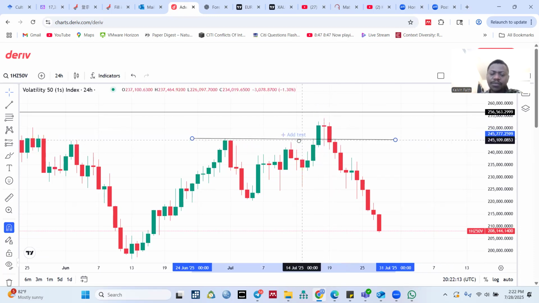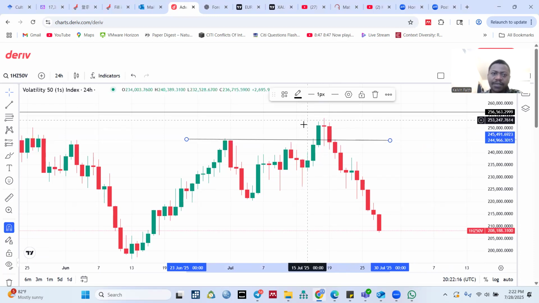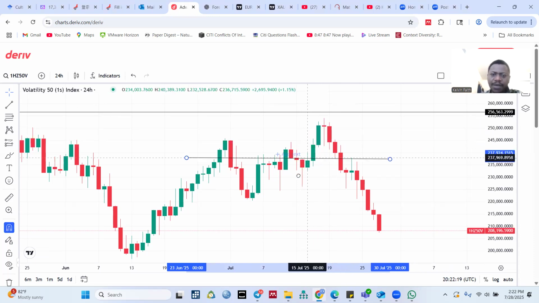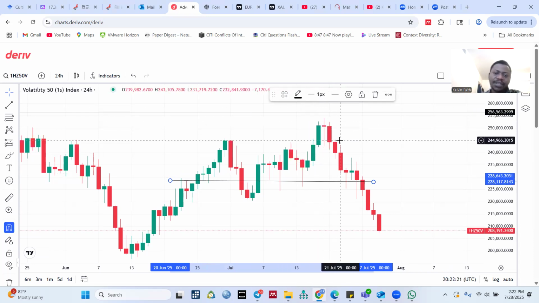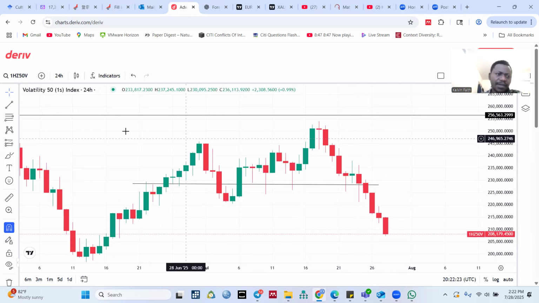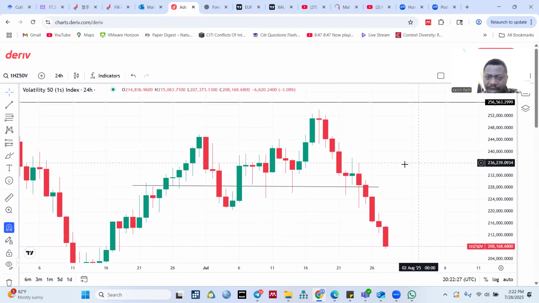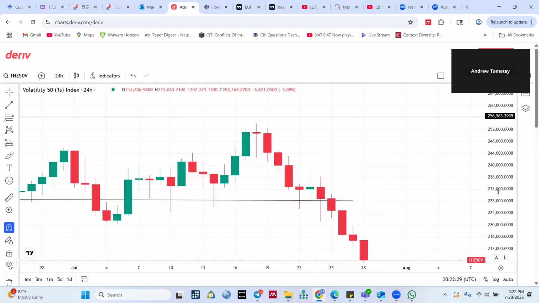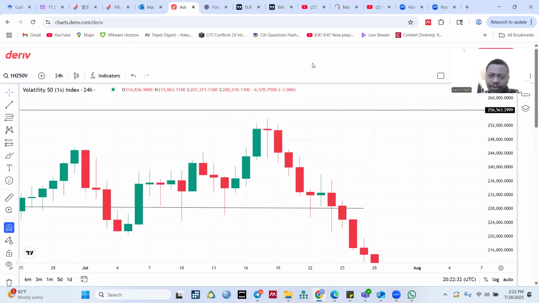So what makes up a swing high? Okay, for a swing high, you have to have three candles to determine a swing high. So what did I say? Three candles. It could be three, it could be four.